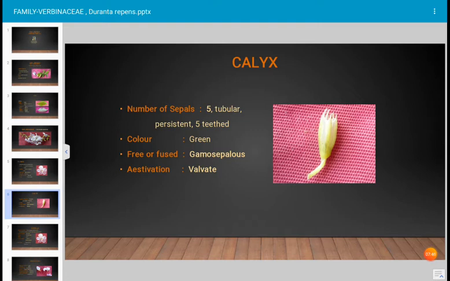The sepals are united. If the sepals are united in the flower, that is described as gamosepalous condition. And the sepals are united, therefore valvate aestivation is there. All the sepals are situated opposite to each other, and again it is gamosepalous, fused. Hence aestivation is valvate. Next.